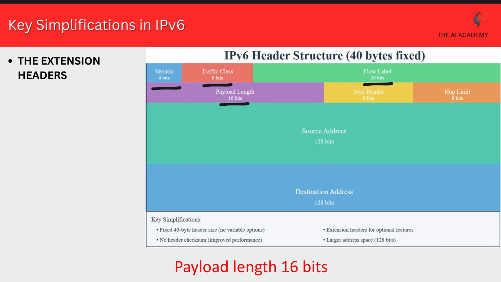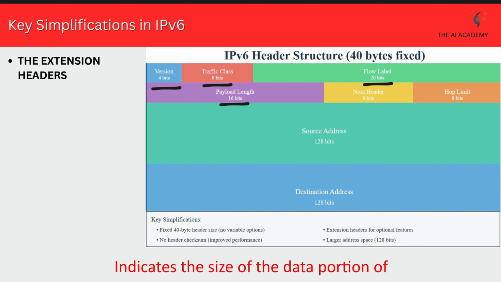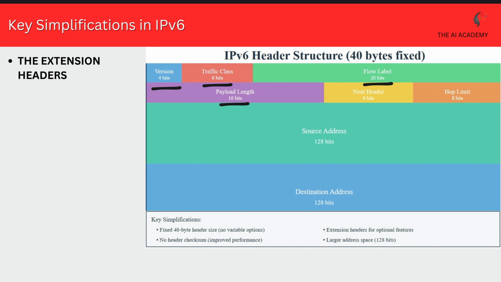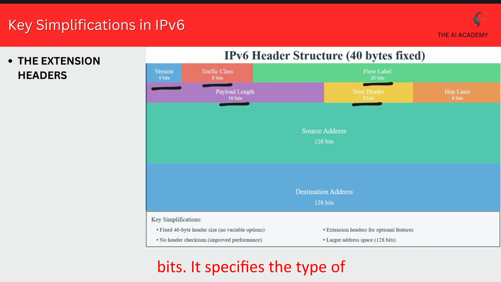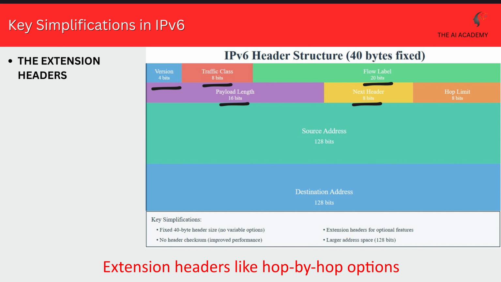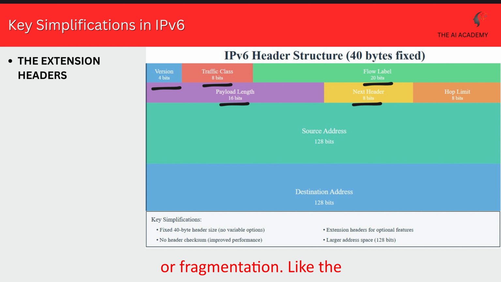Payload length, 16 bits. Indicates the size of the data portion of the packet, excluding the header. Supports payloads of up to 65,535 bytes, with larger payloads handled by extension mechanisms. Next header, 8 bits. It specifies the type of header that follows the IPv6 header. Transport layer headers like TCP, value 6, or UDP, value 17. Extension headers like hop-by-hop options or fragmentation. Like the IPv4 protocol field but more versatile due to extension headers.